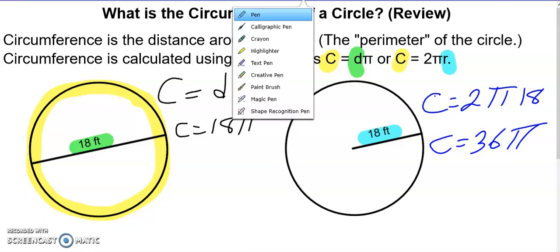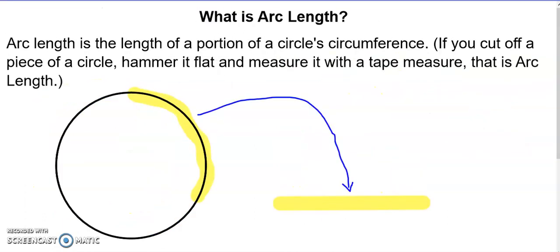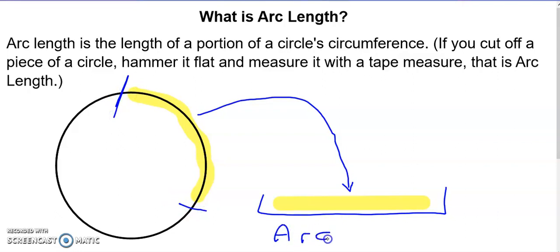Why do we care what circumference is? Well, that's because, oops, I forgot to highlight that, circumference. Arc length is related to circumference because arc length is a portion of my circle's circumference. Basically, if you take a piece of the circumference and you cut it off with tin snips and you hammer it flat, this distance right here, this length from here to here, is what we call arc length. Arc length is just a piece of the circumference.